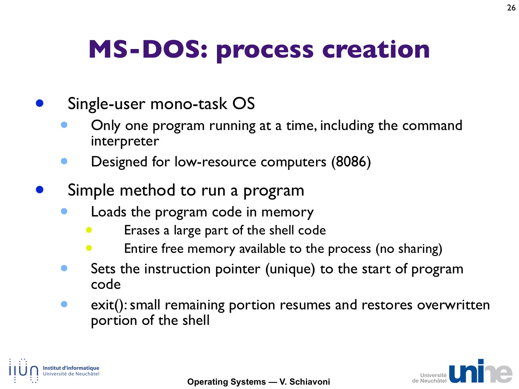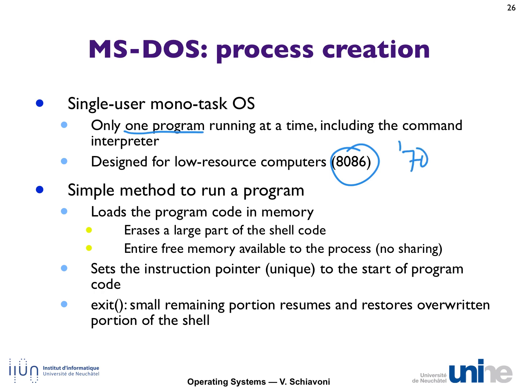Now we start looking at how a given process can be created, and we do this with respect to an old but still valid example of a single user monotask operating system, which is MS-DOS. In that system, there was basically only one program at a given time that could be executed. This includes the command interpreter. So once you issued some command there, the command interpreter was somehow put aside and your program was running in its place. This was designed for very low resource computers. You can imagine the 8086, which dates back to the 70s or something like this.